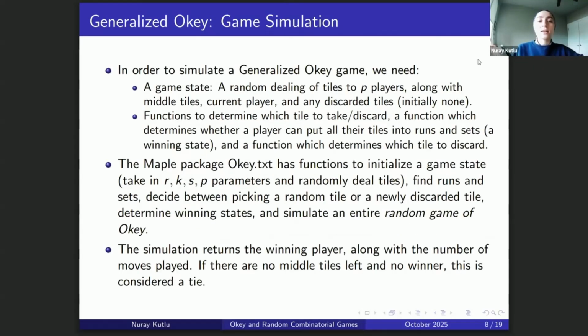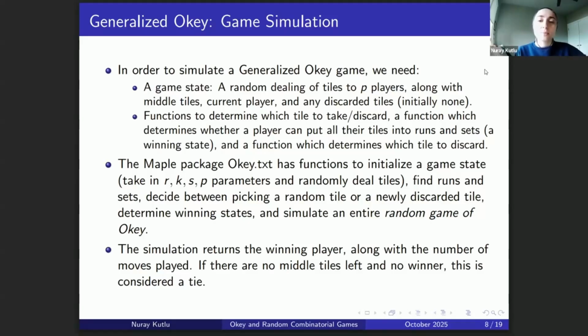Okay, so we can actually simulate generalized Okey. My package works to simulate generalized Okey. So in order to simulate it, you need a game state. So an initial state at first, which constantly changes throughout the simulation. And the initial state is a random dealing of tiles to P players, along with middle tiles, the current player or the current selected player, and any discarded tiles, which is initially empty.